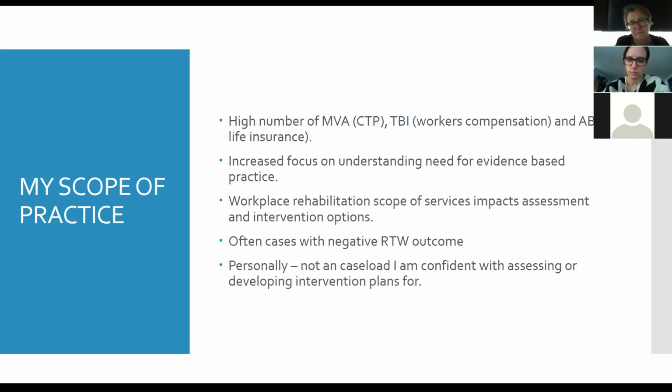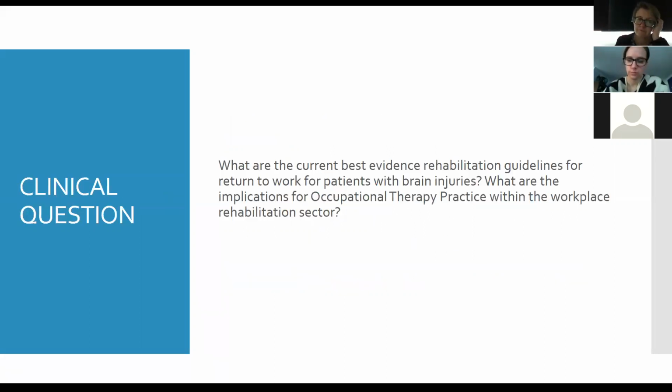So for me, I wanted to do more of a scoping review. In terms of that, I literally went with: what are the current best evidence rehabilitation guidelines for return to work for patients with brain injuries? I didn't limit it any more than that because I just wanted to get an idea of what's even out there that's return to work based.